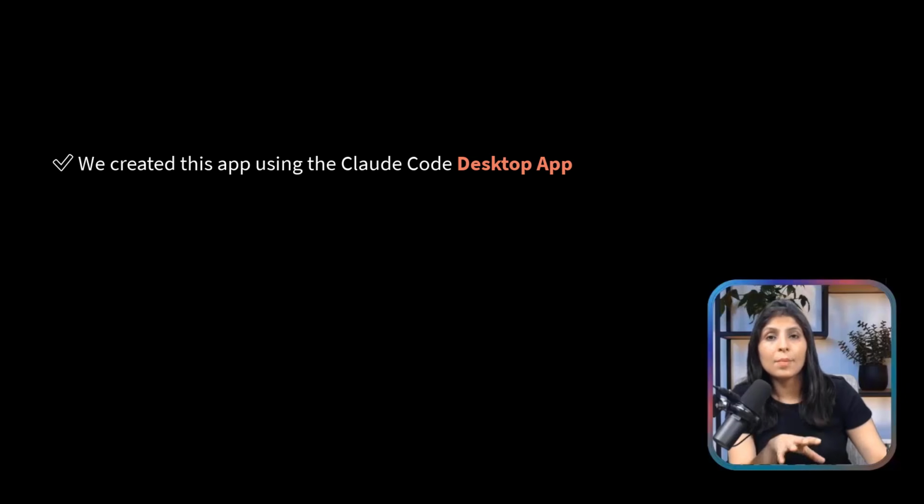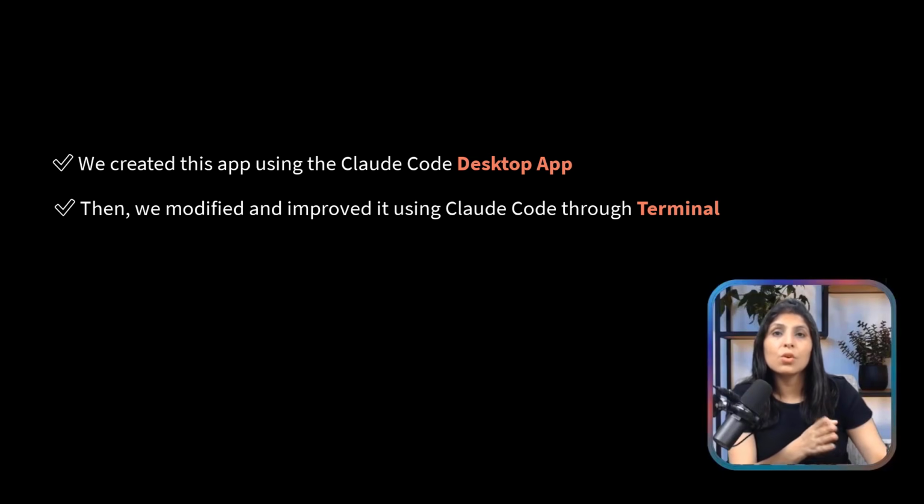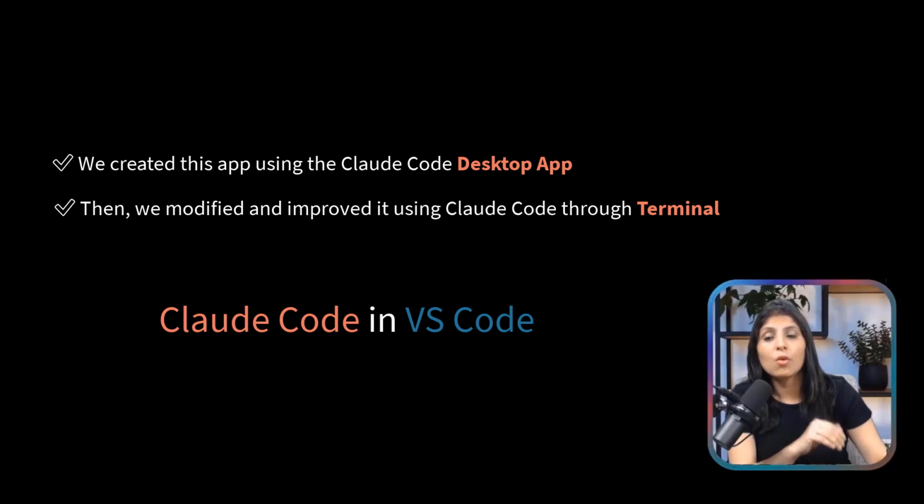So what we did, see, we created this app, this resume generator app using desktop app, and then we did some modifications in it using Claude Code through terminal. Now let me show you the third way, which is how to use Claude Code through IDE, and we will use VS Code today. I'll show you how to use Claude Code through VS Code.